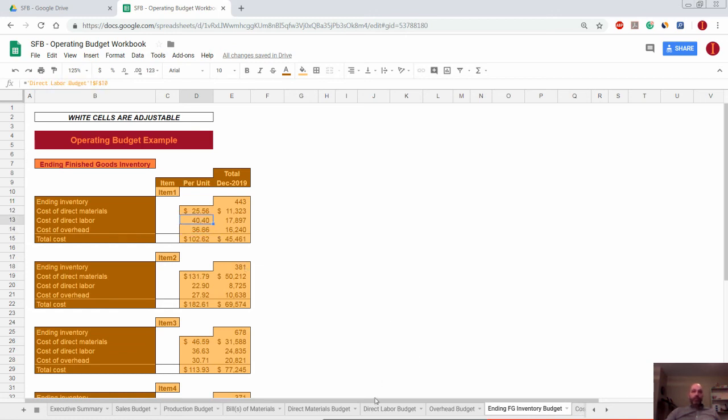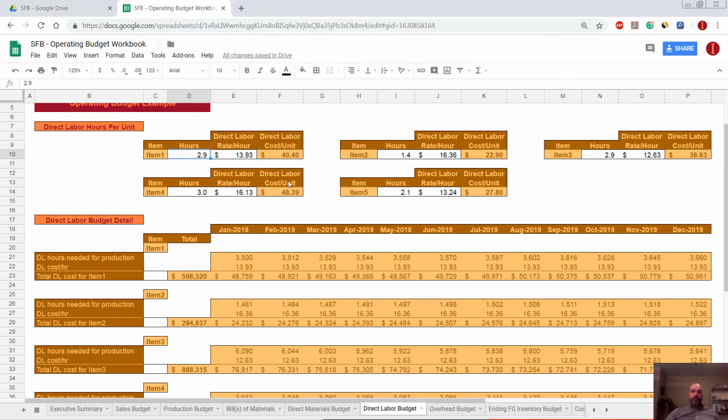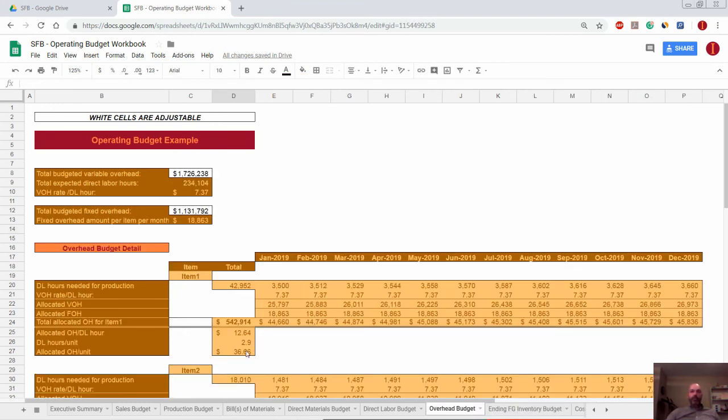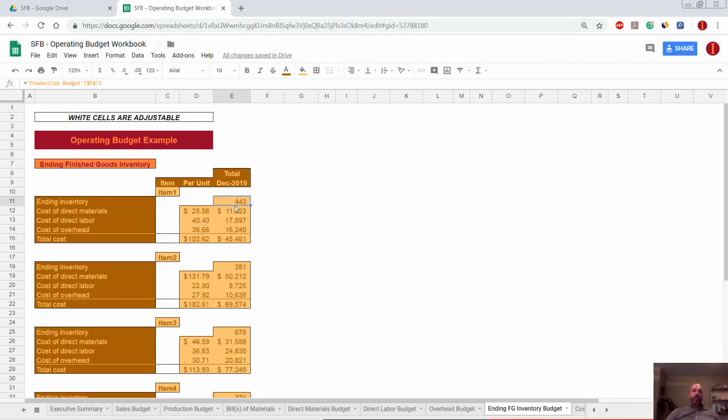Direct labor will come from the per unit 40.40. You see that here. Then the cost overhead 36.66. I remember that number, it comes from here. So we've got a per unit cost, then we know what our ending inventory plans to be for item 1. Multiply them out here and sum them up.